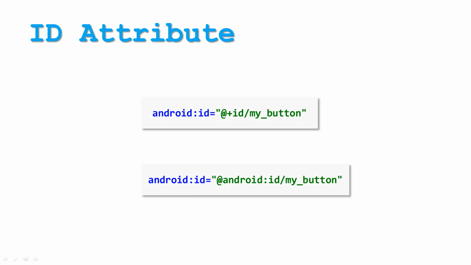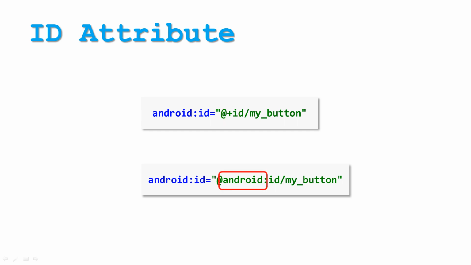ID attribute is common to all view objects. Basically, they are inherited from the root view class. The purpose of the ID attribute is to uniquely identify the view within the tree. The @ symbol at the beginning of the string indicates that the XML parser should identify it as an ID resource. The + symbol means that this is a new resource that must be created and added to our resources in the R.java file. Once the resource ID is defined, you do not need the + symbol.